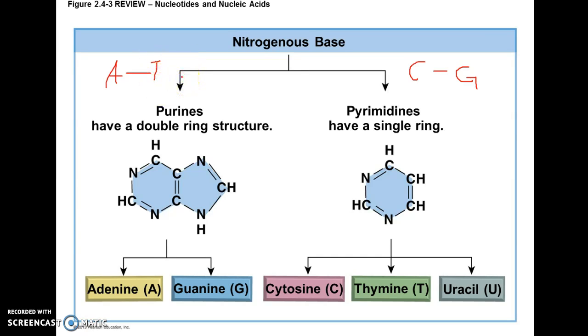In RNA, we're going to replace that T with a U when we copy onto an RNA. We're going to talk more about this on Tuesday, because remember, I have that cute little lab for you on making DNA. Okay, so we'll talk a little bit more about that.